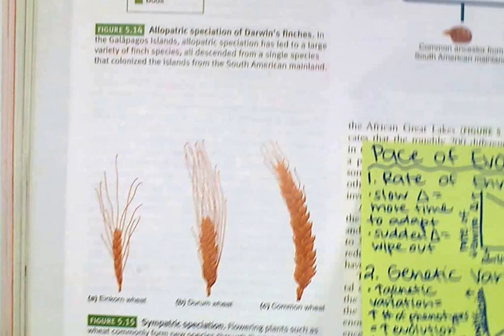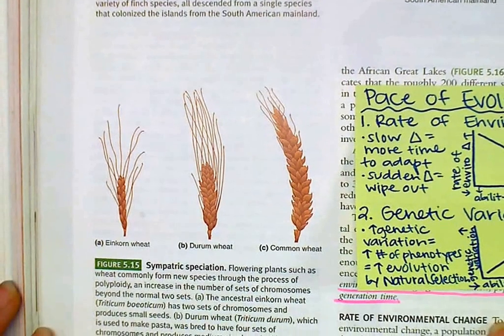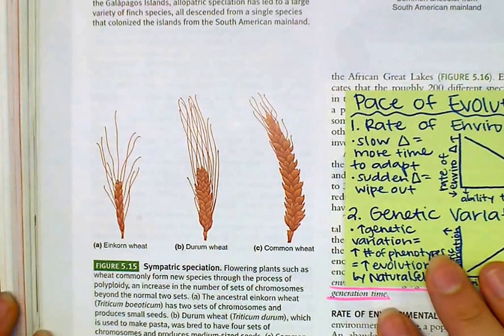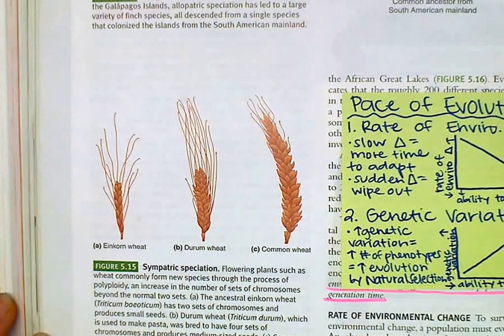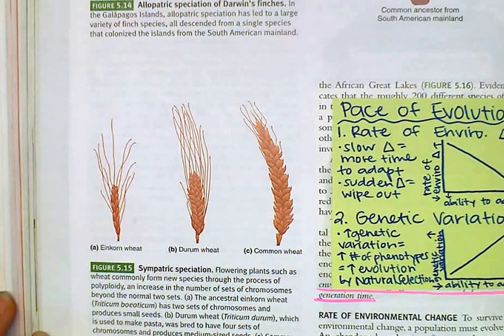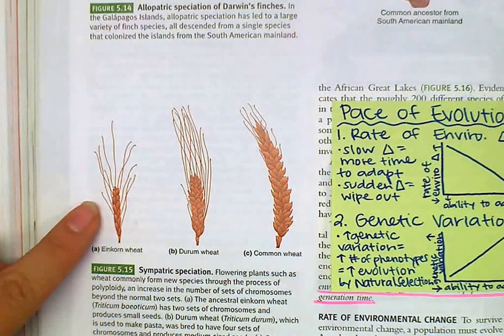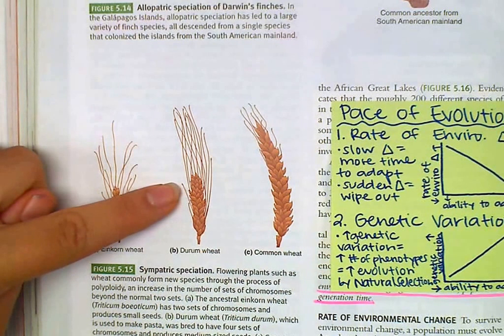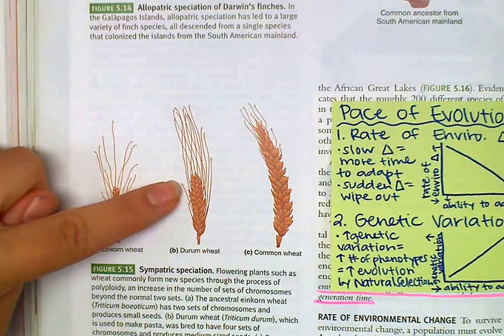Okay, so over here, figure 5.15. This is an example of sympatric speciation. What they do is, on purpose, increase the number of chromosomes. So the ancestor wheat only has 2 sets of chromosomes. This wheat is used to make pasta, and it has 4 sets of every chromosome.